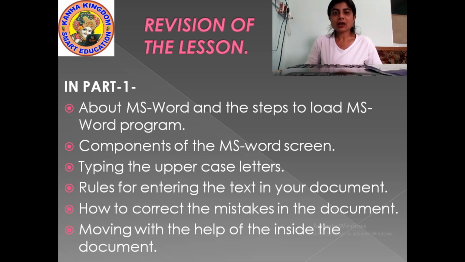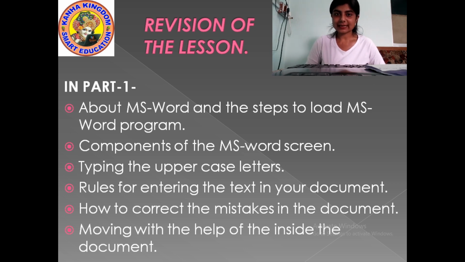Now, what were the components of MS Word? The components were the Office button, which is situated at the top left corner of the program window, meaning the MS Word page. Then the other component is the Quick Access Toolbar. What does it contain? It contains three commands, that is save, undo and redo, okay.